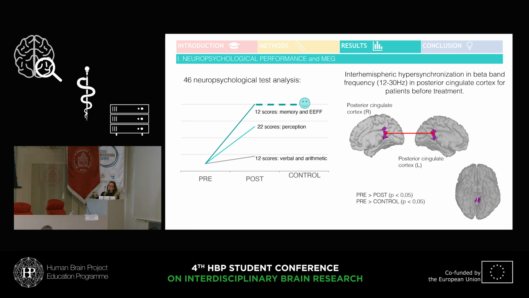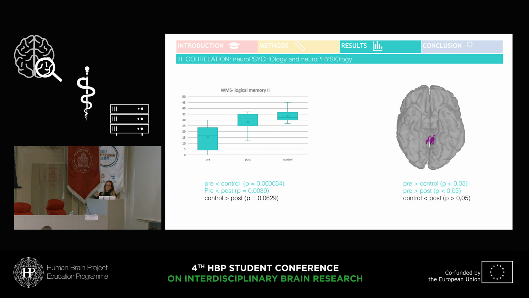Related with the functional connectivity, we found that interhemispheric hypersynchronization in beta band was found before the treatment in the posterior cingulate cortex. So this was one of the main areas in the default mode network. Here we found that participants before the treatment show a hypersynchronization in beta that disappears after the treatment. And also this is related with the cognitive performance.